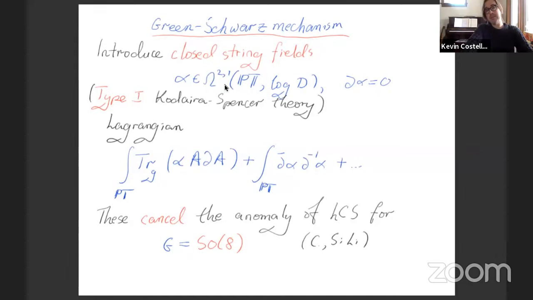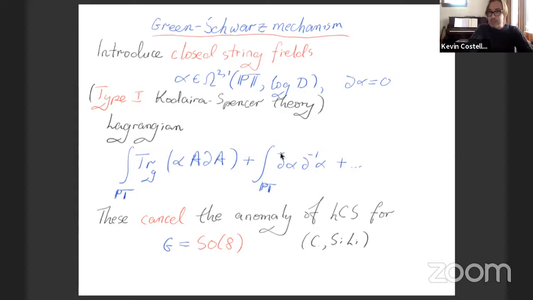The closed string field is a 2-1 form in twistor space with log poles on the divisor at 0 and infinity. I'm not going to go into too much detail about these closed string fields. I'll be pretty quick about them. And this couples, if A is the field of holomorphic Chern-Simons, the closed string field couples in this way. Note that A is a 0-1 form, alpha is a 2-1 form, so this whole expression is a 3-3 form. And this expression here is the kinetic term for A.